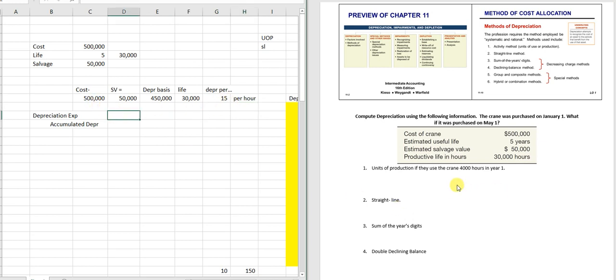So in the first year, it says, what if I use it 4,000 hours? So I'm going to have 4,000 hours times my $15. So my depreciation expense is $60,000.